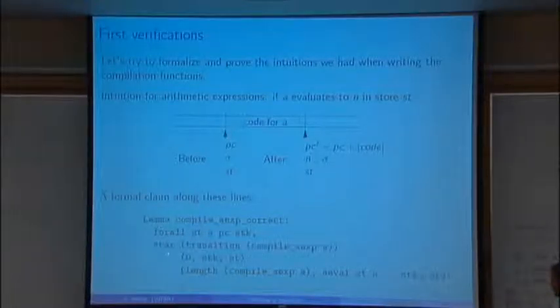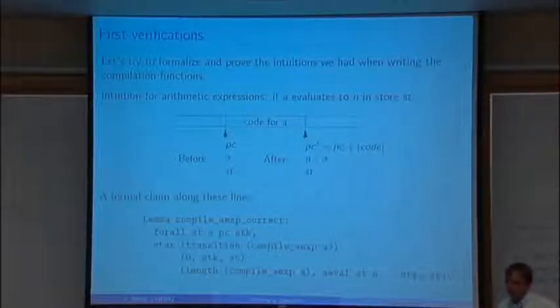Say, for all expressions A, we have 0, 1, or several transitions in the compiled code from PC 0 and some stack and some state to the length of the code, the value of the expression const with the initial stack and the state. And that's a reasonable claim.